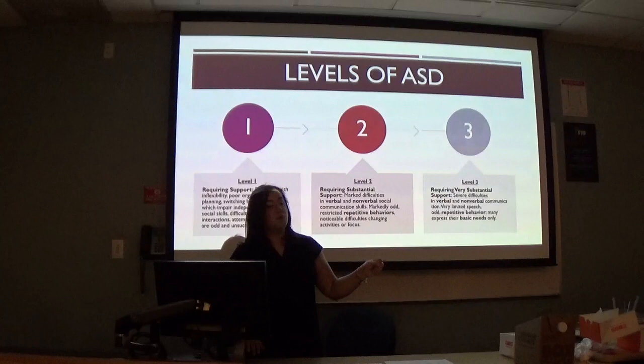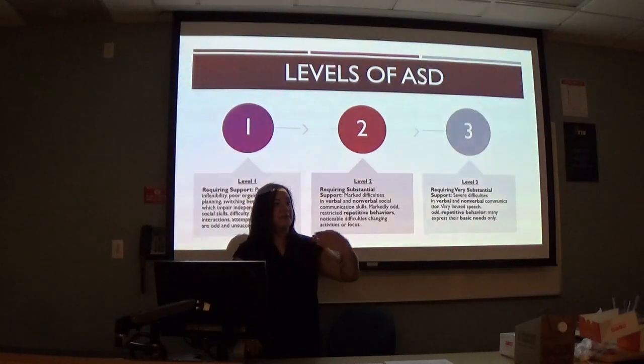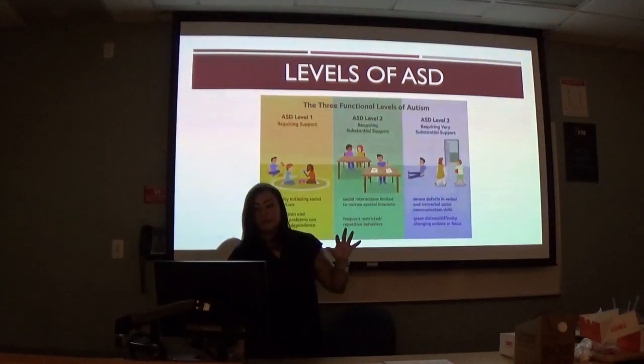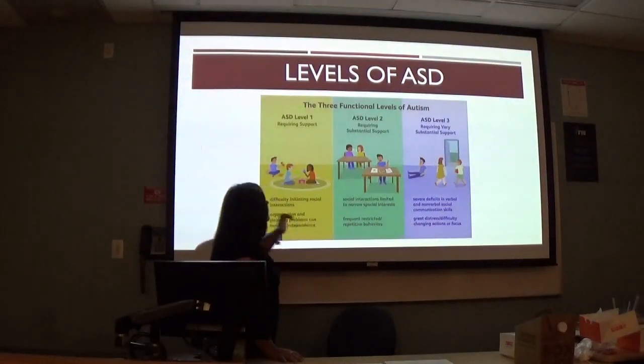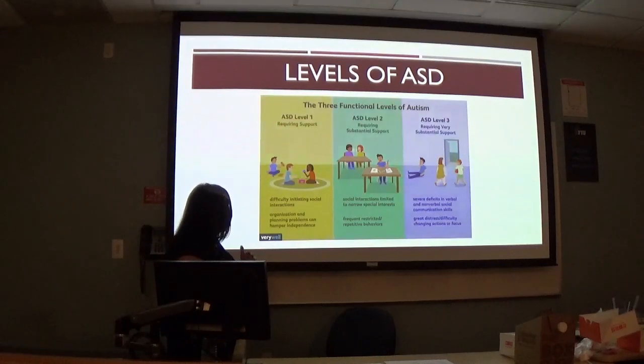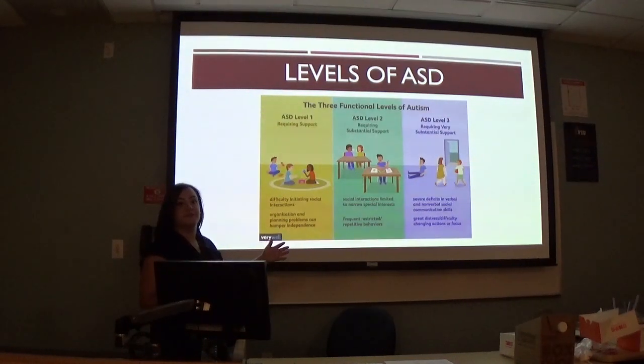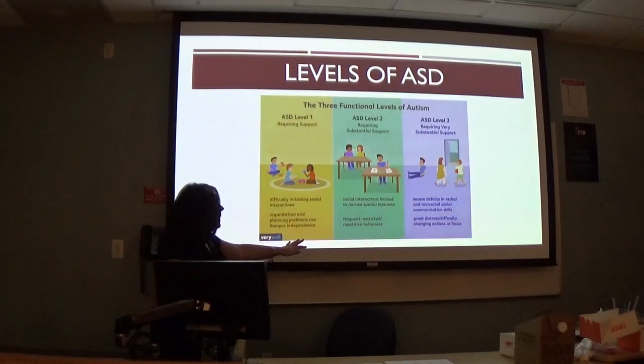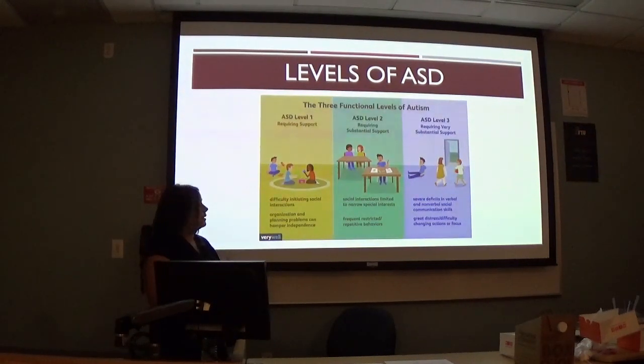Level one is basically requiring some supports in order to get through the day-to-day. I really love this photo because it gives us a much better understanding. So it requires support. You have some difficulty initiating and sustaining social interactions. You have a hard time organizing your thoughts and planning, and it may hamper some parts of independent living. Level two, being moderately impacted, you would require some substantial support.